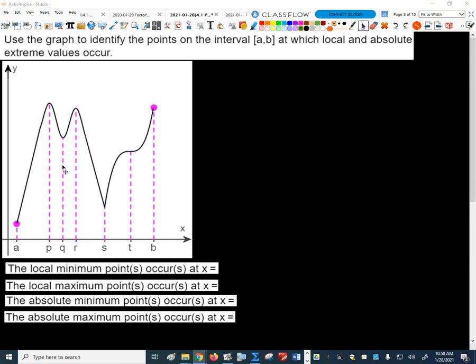Okay, so yeah, Q is a place. Good. Okay, give me another place. Andrew, another place where there's a local minimum. Type it in chat.